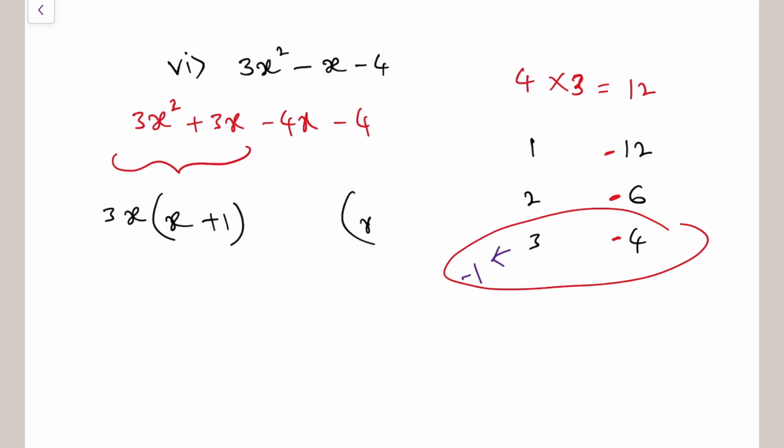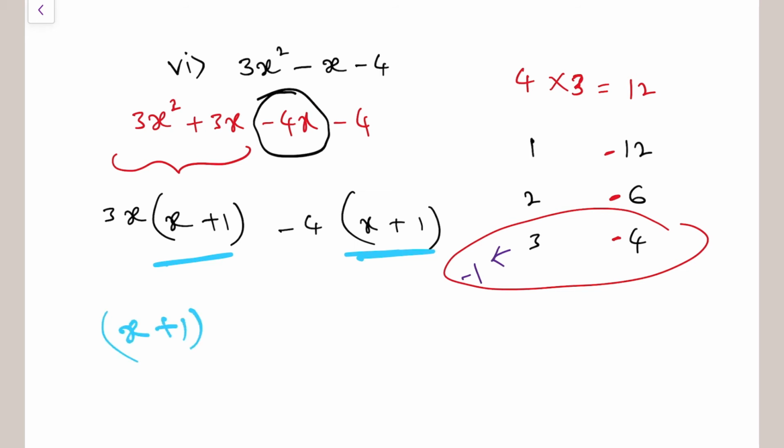Here also we need to get the same x plus 1 only. So for that observe the third term. The third term is minus 4x. Already x is completed inside the bracket, so it remains with minus 4. Here x plus 1 is there, here x plus 1 is there, write it one time, x plus 1, and here 3x is extra, write that 3x here, and here minus 4 is extra, write that minus 4 here. So the factors we got are x plus 1 and 3x minus 4.